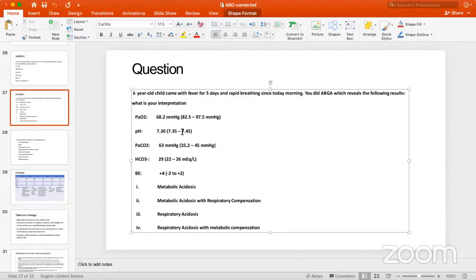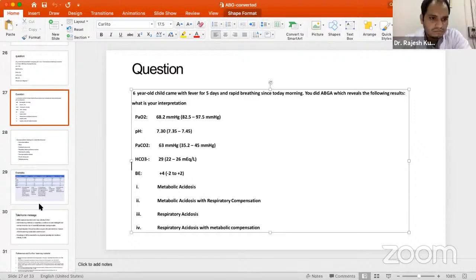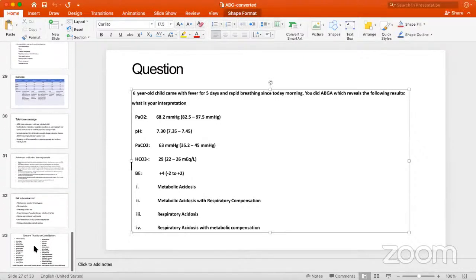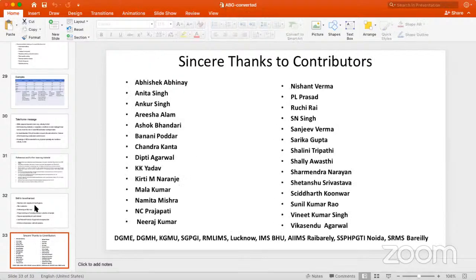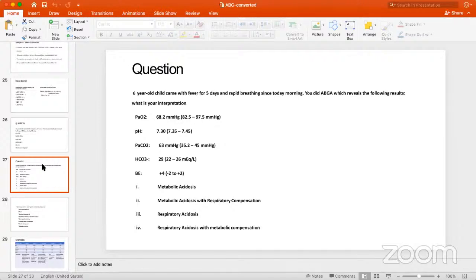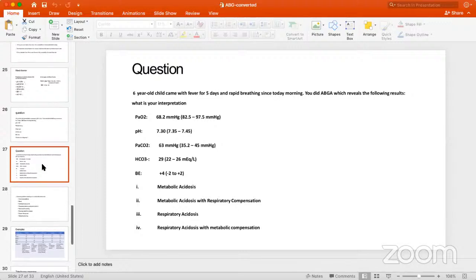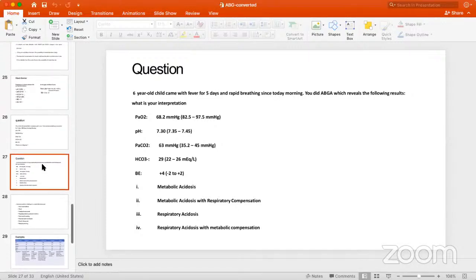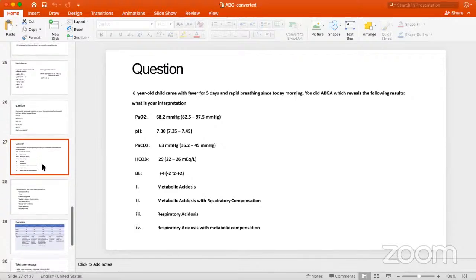Also, bicarbonate is higher than 24, so it can never be a metabolic acidosis, because we have to explain the pH on the basis of either PaCO2 or bicarbonate. Rising PaCO2 is the sole answer to this pH, and it is a respiratory acidosis.